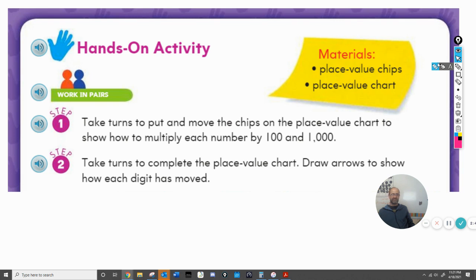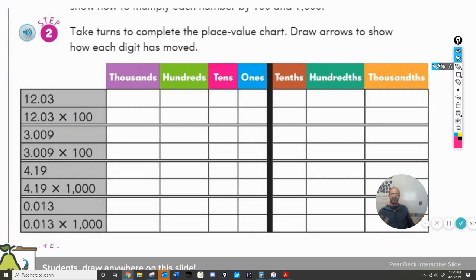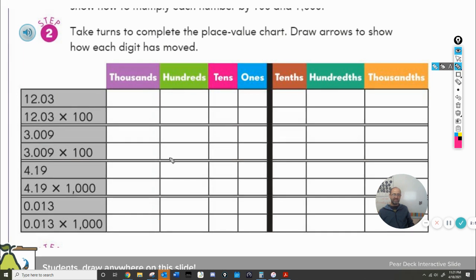I have neither handed you place value chips or place value charts, so we're going to just keep going. Oh, but you can complete it. You can fill it out. I'll race you. How's that? Draw arrows to show how each digit is moved. I think we can figure that out. Okay, the number 12 and 300s.